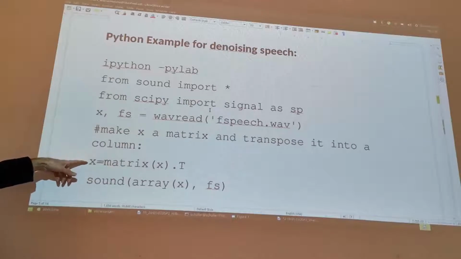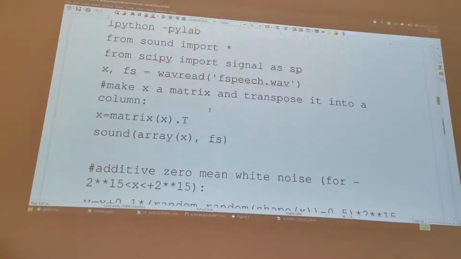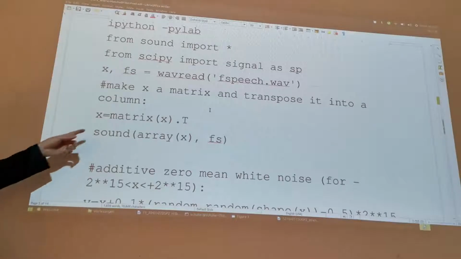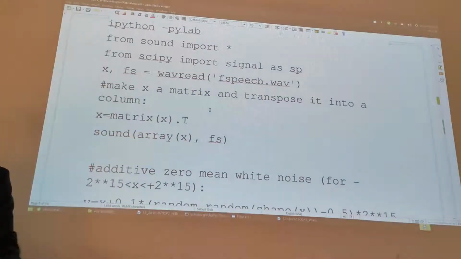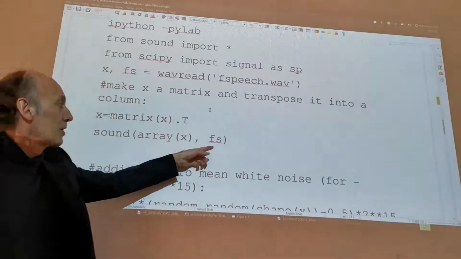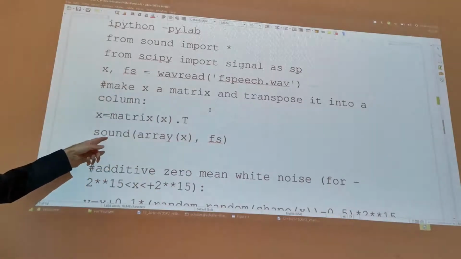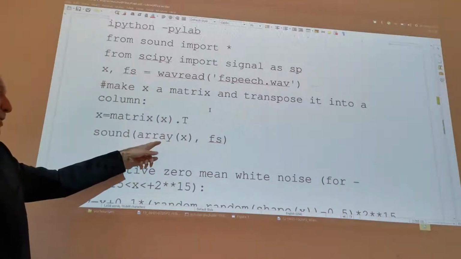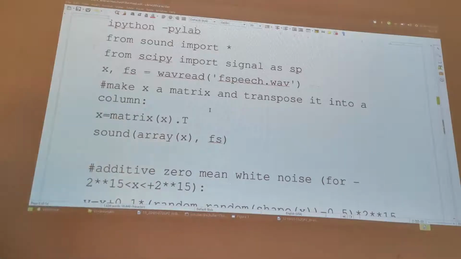Yeah. So here I make this X a color matrix and a matrix type. So X, as it comes out of Woff read, is an array. And now I turn it into a matrix so that I can easily apply matrix multiplications, because we saw we use plenty of matrix multiplications. And then I can also play it back to test it to see if we have the right signal. So here I have to again turn it back into an array to play it back for the sound function.